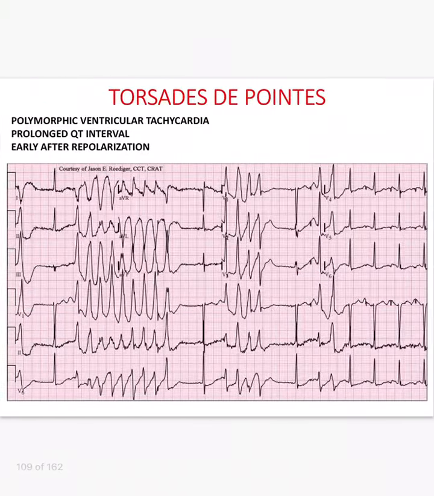So now coming on to the other important one that we need to know, that is torsades de pointes. Remember, this was like a twisting ribbon. Do you see the ECG? How twisted does it look?